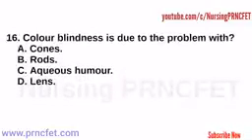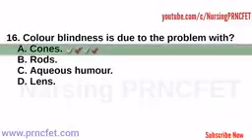Question 16. Color blindness is due to the problem with A. Cones, B. Rods, C. Aqueous humor, D. Lens. Correct answer is A. Cones.